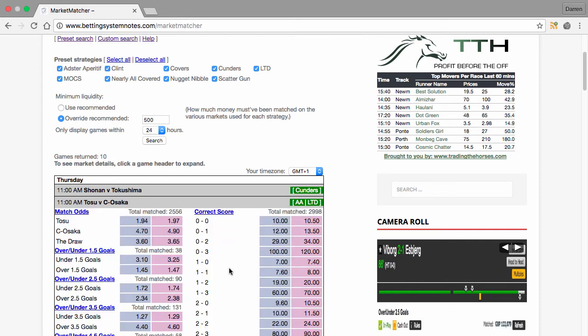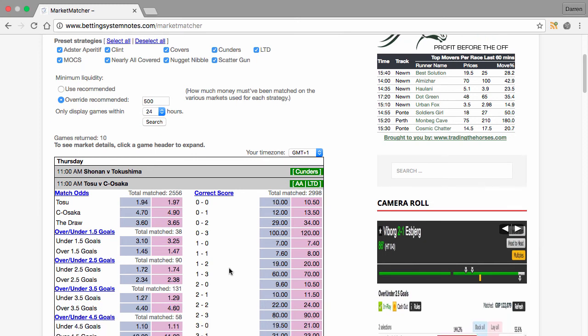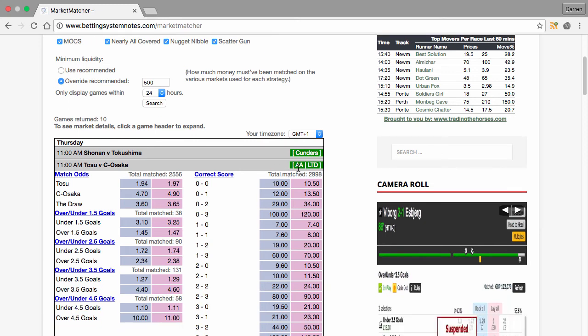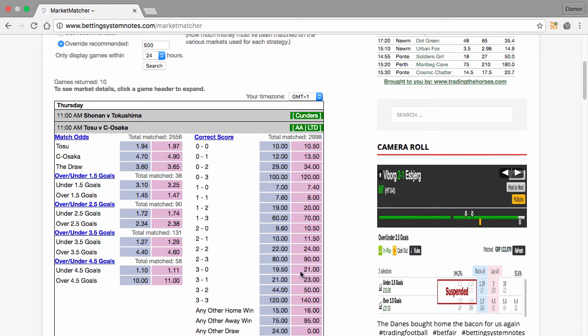Now I know, for example, that the Adster aperitif strategy is concerned with looking at the 2-1 scoreline in the correct score market. At this particular time, we've got just under £3,000 matched on Betfair. Typically, in the recommendations, we would be looking for, say, £5,000 to be matched in that market before we entered, because if we look down here, we see a particular score that we would be trading around, the 2-1. We've got gaps there, which is not really good for trading.